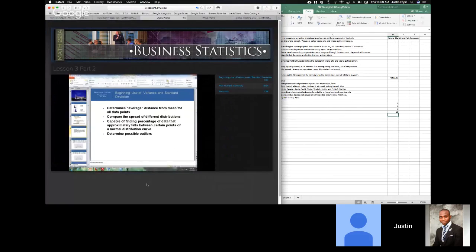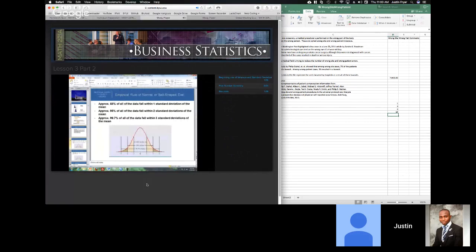It's not exactly the way we think of an average, the average distance from all the data points. It compares the spread of different distributions. It's capable of finding the percentage of data that approximately falls between certain points of the normal distribution curve, and it determines the possible outliers. We'll cover this later, but if we have a bell-shaped distribution, approximately 68% of all the data fall within one standard deviation from the mean, approximately 95% fall within 2 standard deviations from the mean, and approximately 99.7% of all the data fall within 3 standard deviations from the mean.